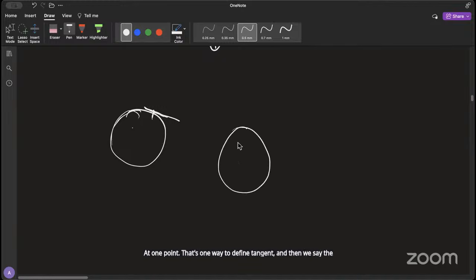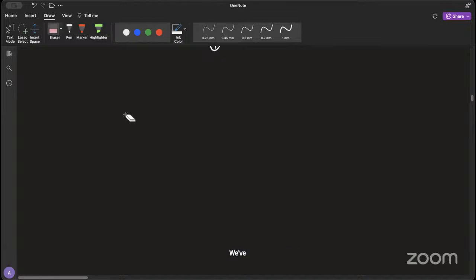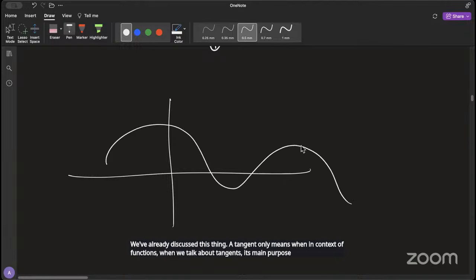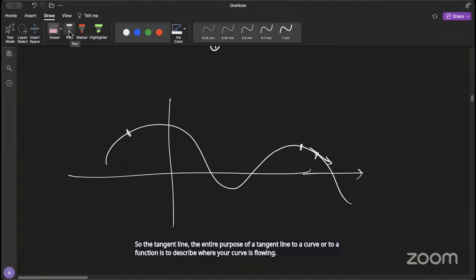And then we say the secant is a line which touches your curve at 2 points. But when you're talking about a function, we've already discussed this. In the context of functions, when we talk about tangents, the main purpose is to describe how a function is flowing. That's its main purpose. So if I were to describe a tangent at this point, it will be this. And the more important part about this line is that it's giving you the direction of the flow of the curve, because at this point your curve is flowing in this direction, whereas at this point your curve is flowing in this direction. Both directions are different. So the entire purpose of a tangent line to a curve or to a function is to describe where your curve is flowing, in which direction it is flowing.